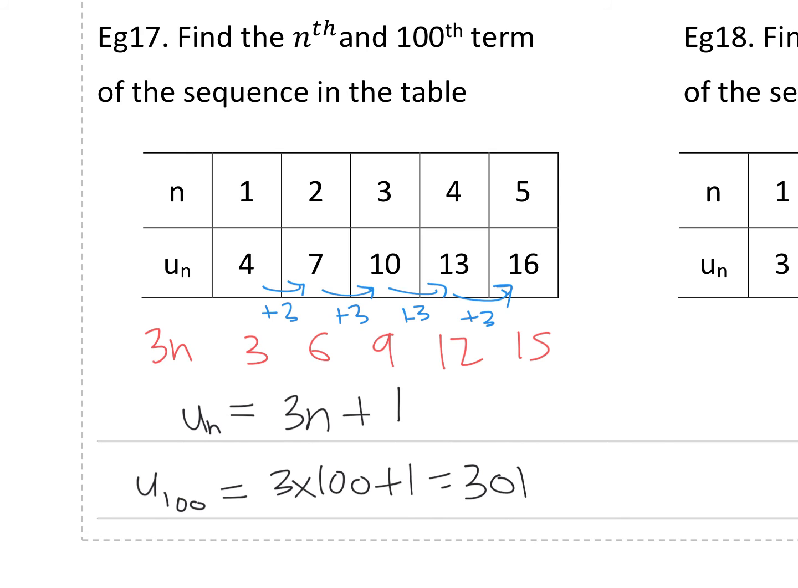So the steps there in this question are to identify what it goes up by, which is 3. Write down the 3 times tables, which we call 3n, and then spot what's the link between 3n and the sequence that we're trying to work out. It's 1 more than the 3 times tables, so it's 3n plus 1.